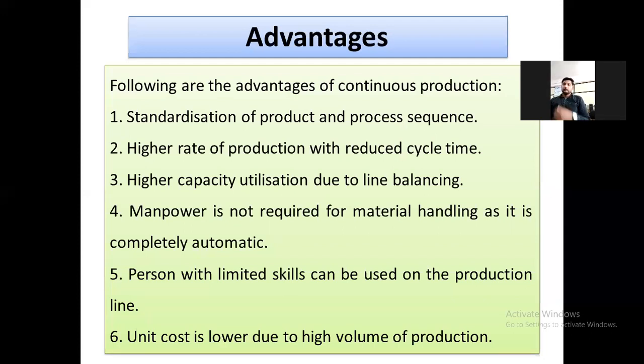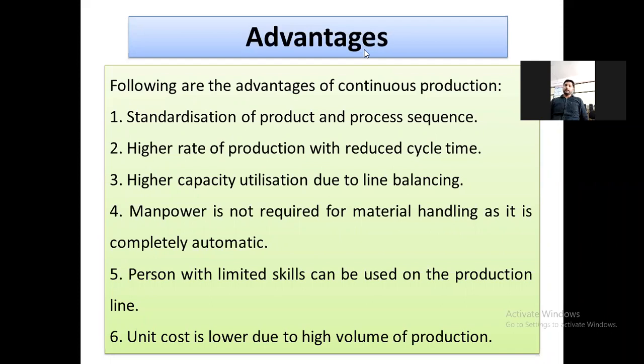Okay. Then what are the different advantages of continuous production? Following are the advantages. First one is standardization of product and process sequence. Second one, higher rate of production with reduced cycle time. Third one, higher capacity utilization due to line balancing.